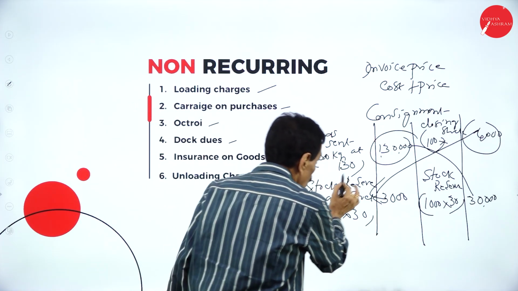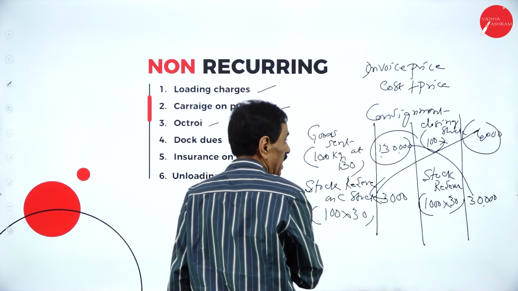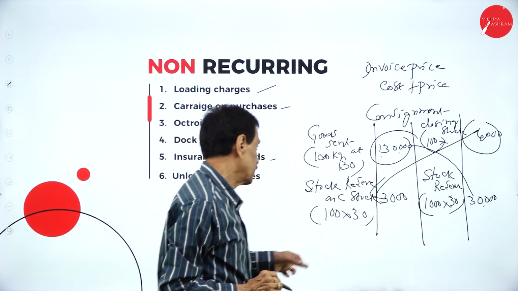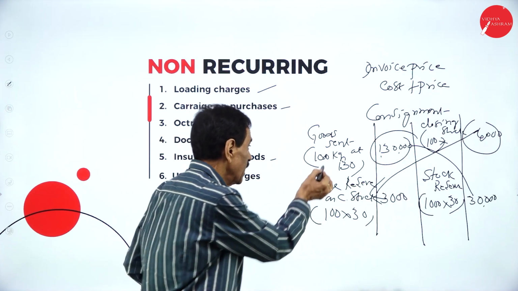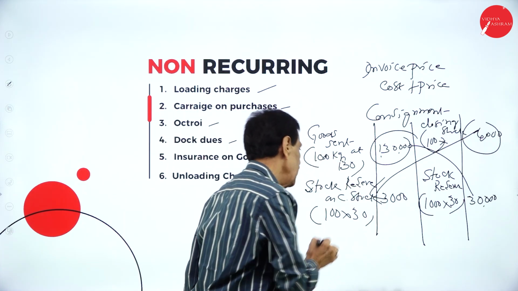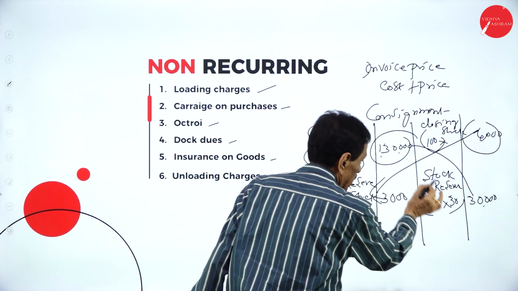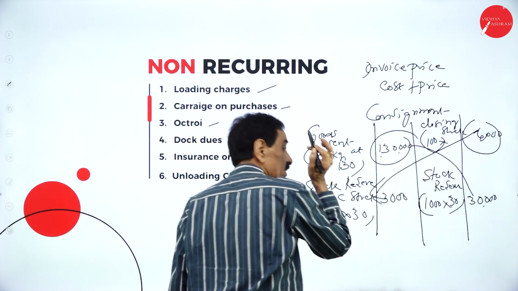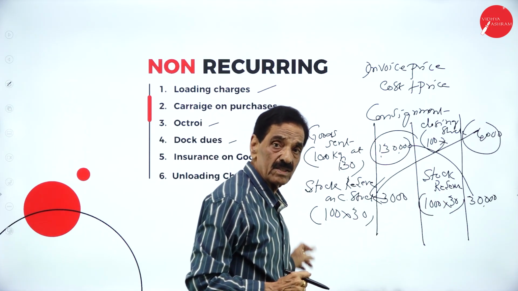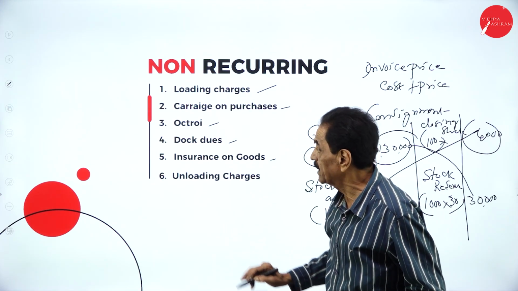How to write? Goods sent, how much extra? 30. By stock reserve on 1000 kgs. How many kgs left over? 100. So closing stock, to stock reserve on 100 kgs. How much extra money? 30. 100 into 30 is 3,000; you have to show 3,000. This is stock reserve. Goods sent, stock reserve. Closing stock, stock reserve. Hope you understand. This amount should be taken into consideration.